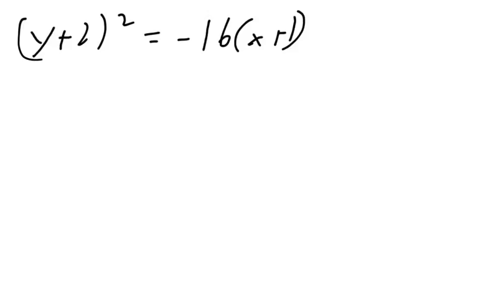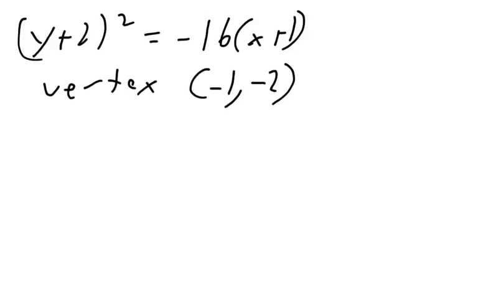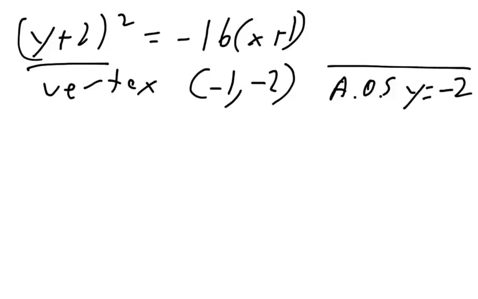Alright, problem number 9 is looking for information. So the vertex is -1, -2. And because this is y plus 2 squared, this is one of our horizontal ones. So the axis of symmetry is going to be y equals k, or y equals -2.